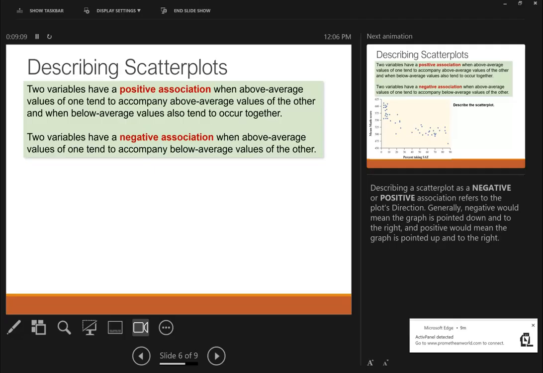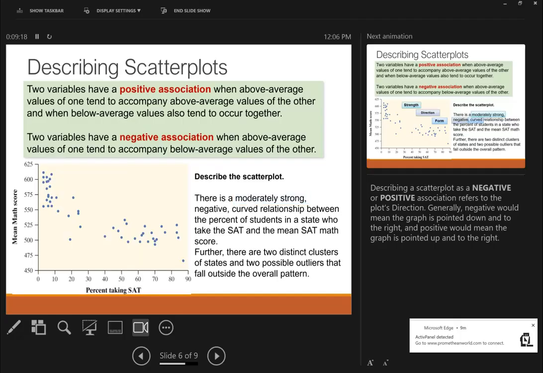So when we talk about direction, there are 2 answers. It's either positive or negative. Positive direction means that in general your data trends upward as you read it from left to right, so it looks like a line with a positive slope. Negative direction means that it trends downward as you read your data from left to right. Looks like a line with negative slope. Everybody's okay with that idea?